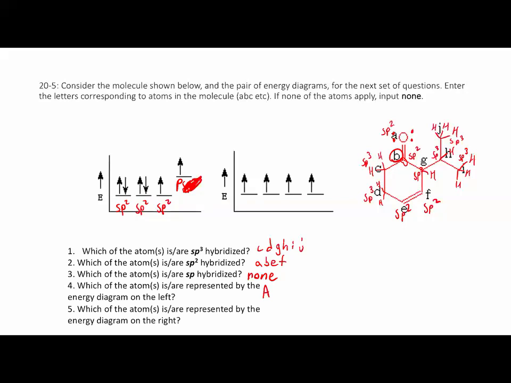5, which of the atoms is represented by the energy diagram on the right? So these are all sp3 hybridized. You have 4 sp3 hybrid orbitals that are all equal in energy. And this is C, D, G, H, I, and J.